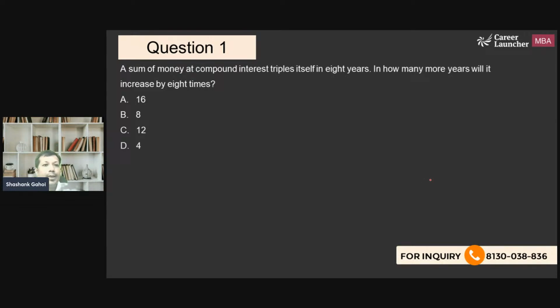So basically, let me understand this question and what the approach is. The question is actually saying that there are 100 rupees. The amount triples itself, meaning 100 rupees becomes 300 rupees in 8 years. Now the question is asking: 100 rupees will increase by 8 times, meaning 100 rupees will increase by 800, so they will become 900 in how many years? That's what the question is asking.